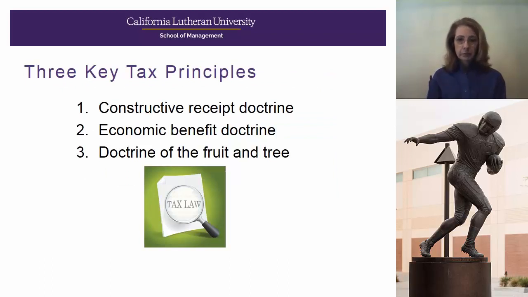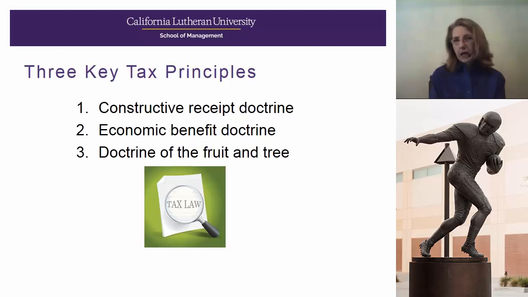There are 3 key principles of income taxation, known as constructive receipt, which means if income is available to me, it should be taxed as income. The economic benefit doctrine: if I receive value, even if it's not in the form of cash, that should be considered income to me. And the fruit of the tree doctrine.